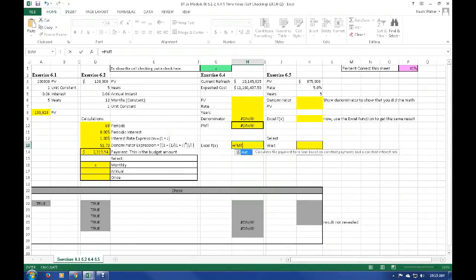All right, so the payment function calculates for a loan based on constant payments and a constant interest rate. And anybody, never, ever do a loan on any other terms. There are literally thousands of permutations. If they're trying to do it on other terms, they're trying to screw you, so don't do that.